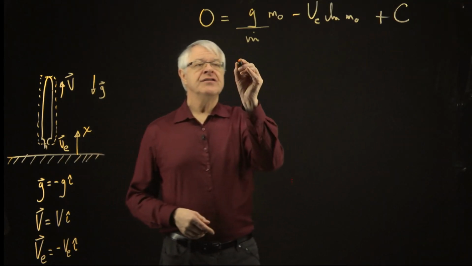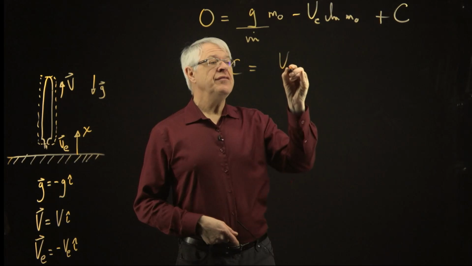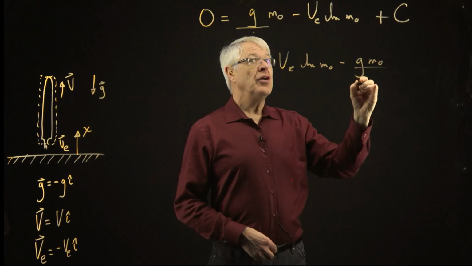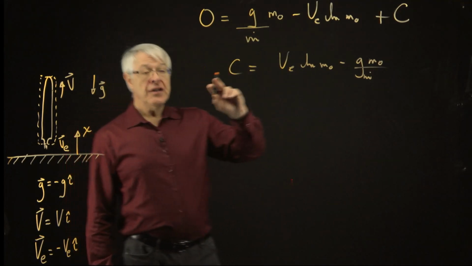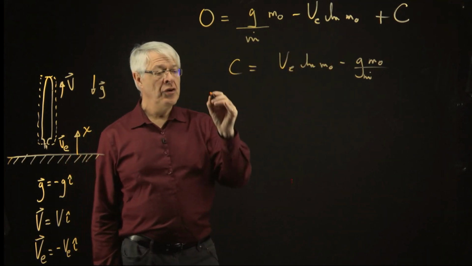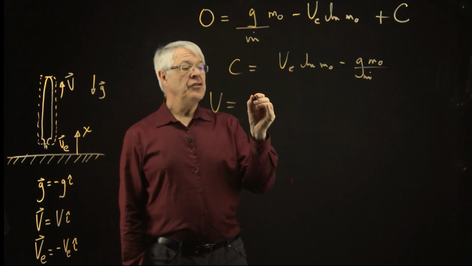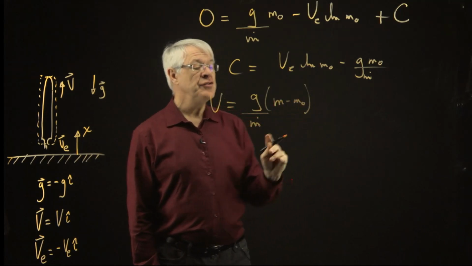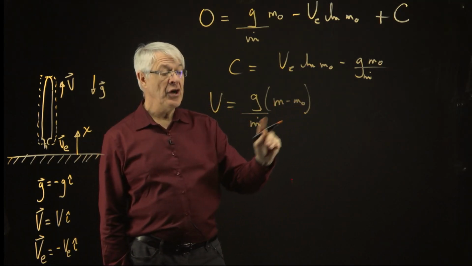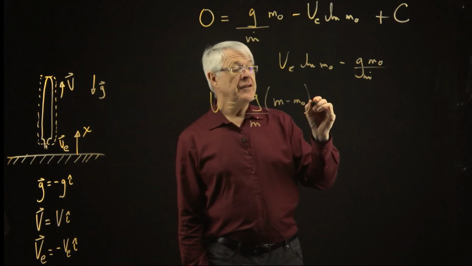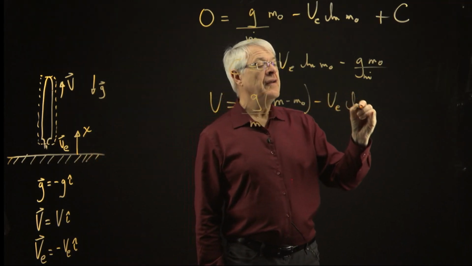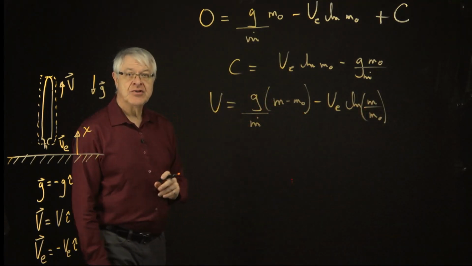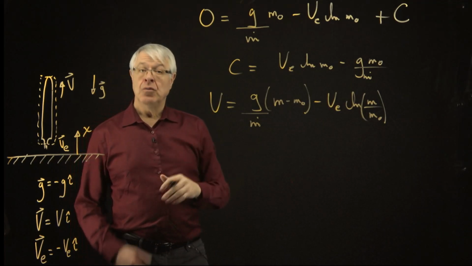So solving for this constant, the constant is just going to be VE ln m0 minus g m naught over m dot. And now that we have our constant of integration, we can write our final expression. So the velocity is going to be g over m dot, m minus m naught. Remember, m is the variable over here. M naught, m dot and g are all constants. And then the other term, we have our exit velocity, log of our mass over m naught. So that's our final expression that allows us to calculate the velocity when the fuel burns out.